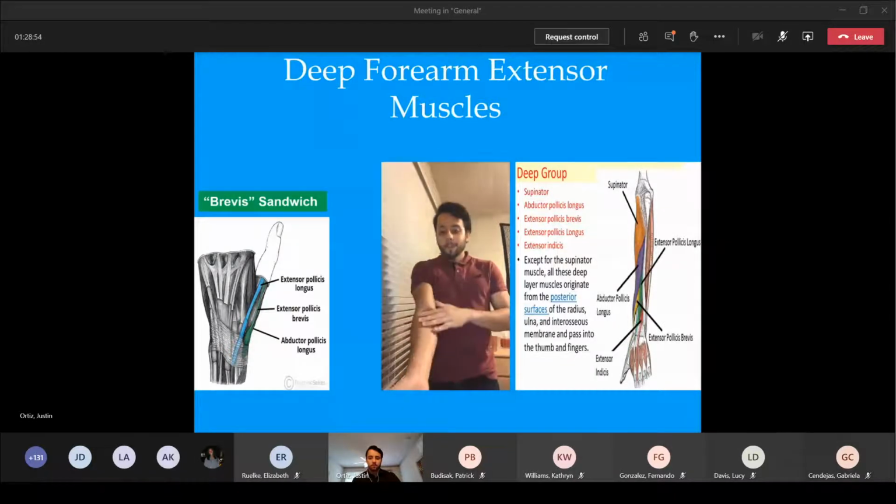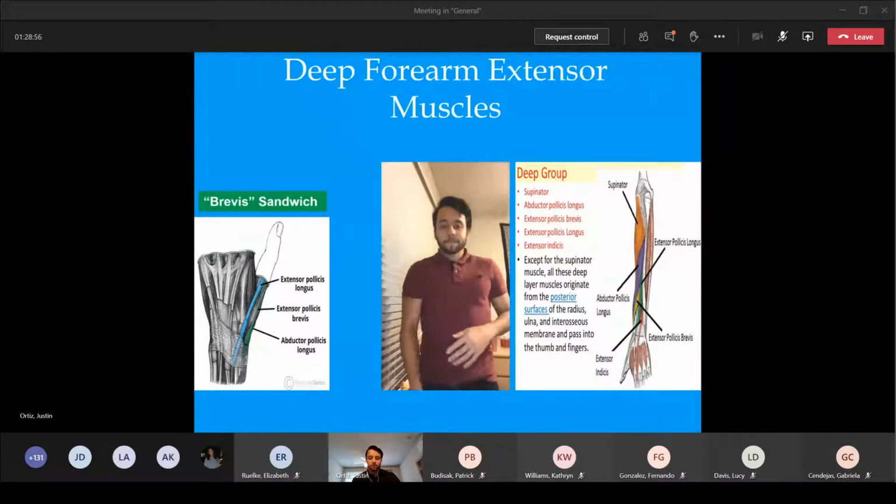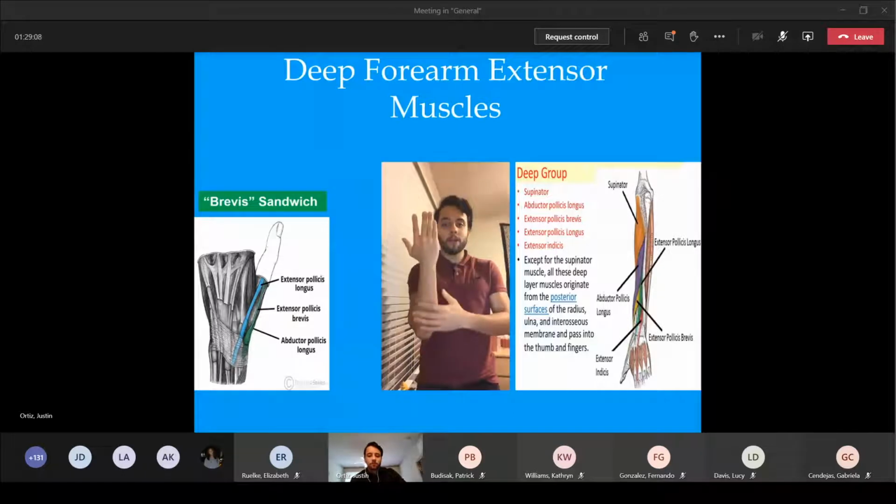But remember, the pronator teres is on the anterior side. So the next deep forearm muscles on the posterior side that we're going to talk about, after the supinator, the next 4, are going to go from lateral to medial. So we'll talk about them from lateral to medial. Remember, thumb side is radial side, which is lateral. Pinky side is ulnar side, which is medial.